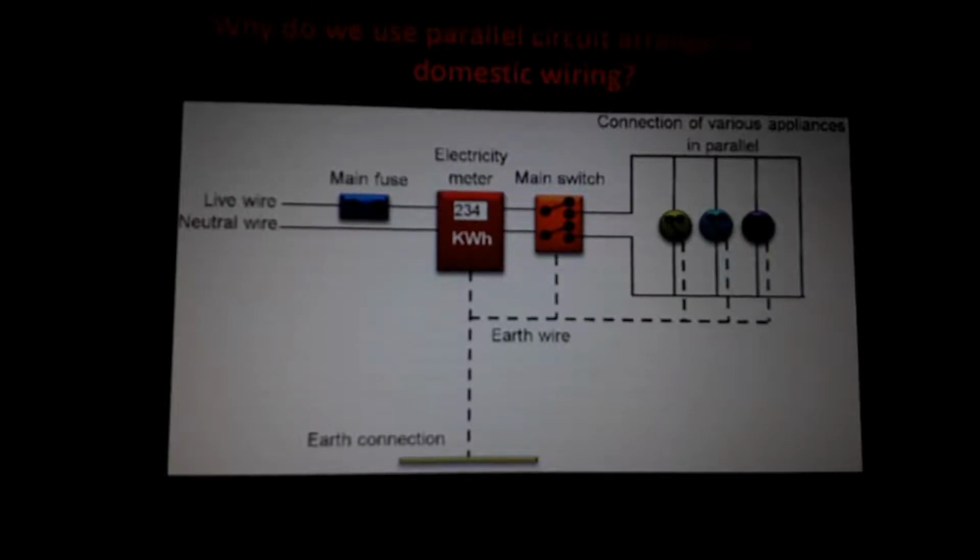And what is the property of this metal called lead? Lead has high resistivity. High resistivity means the heating effect of electric current will be high in this lead. There is a small lead wire inside the fuse, and when current passes, the lead wire will become hot.